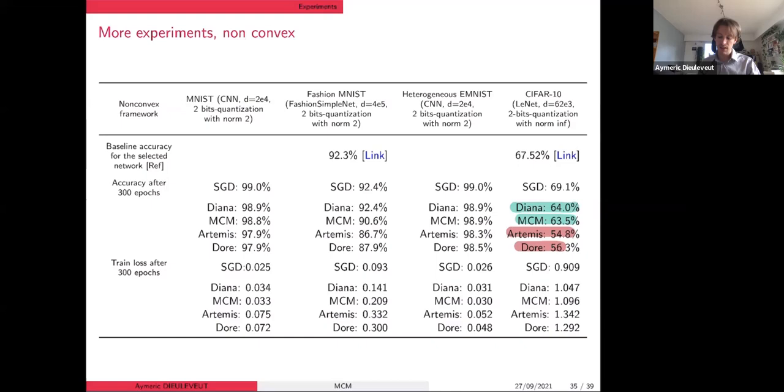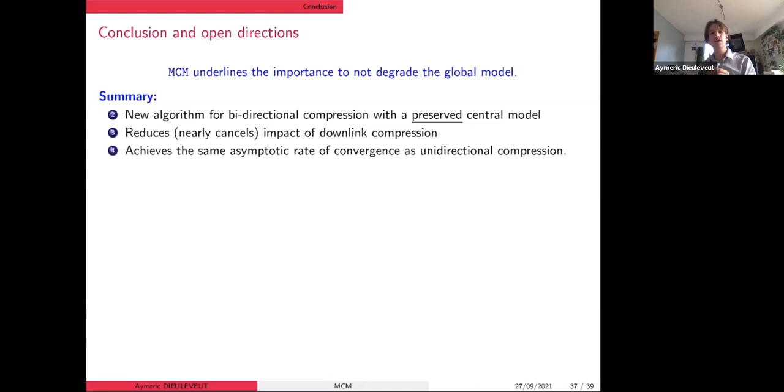So let me just summarize. We have a new algorithm for bidirectional compression with a preserved central model. It nearly cancels out the impact of downlink compression and has the same convergence rate as the Diana algorithm.